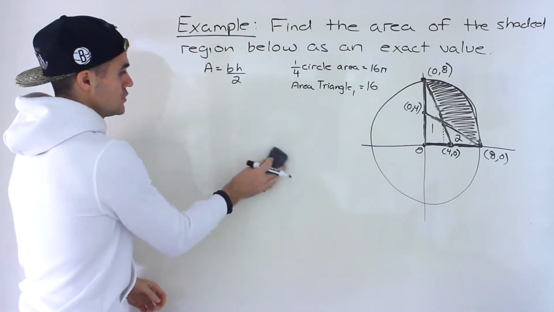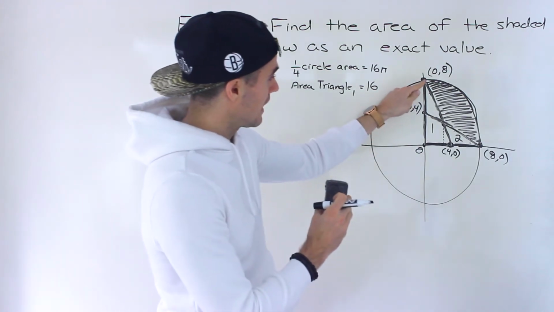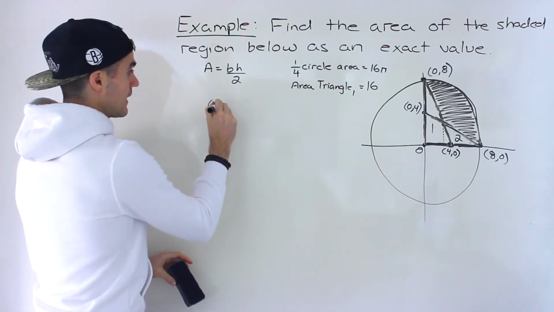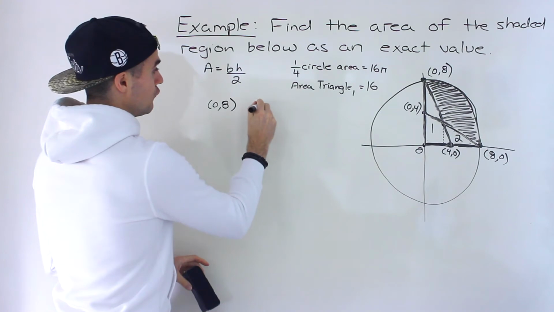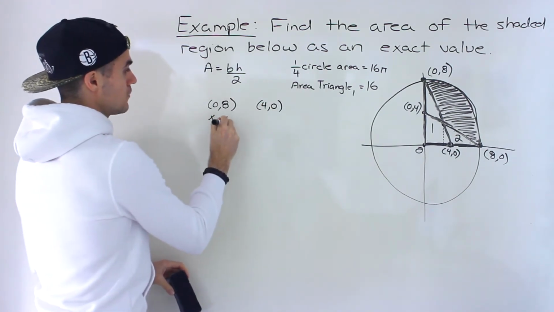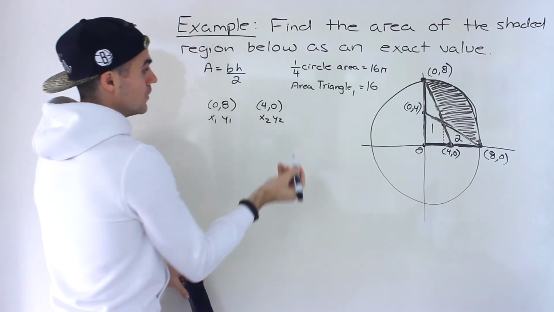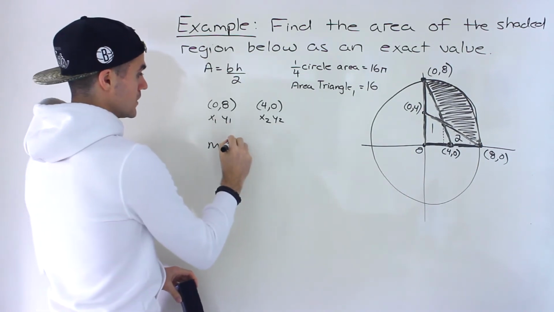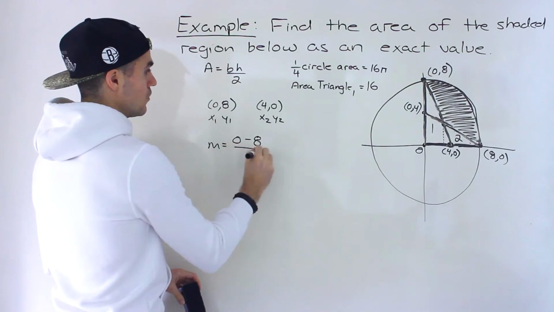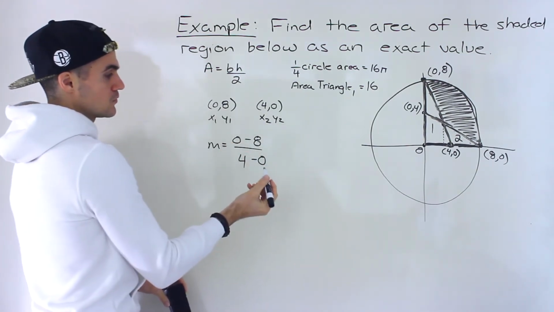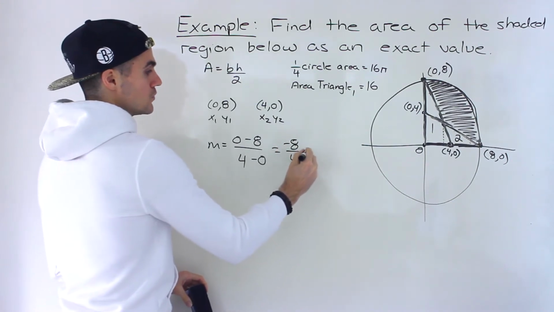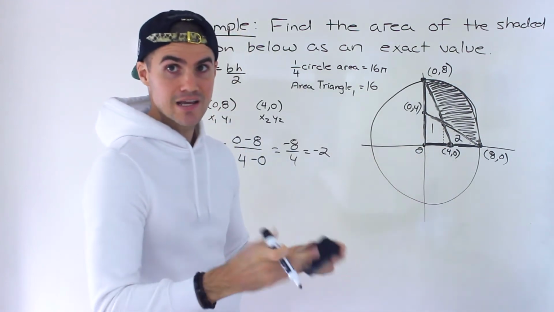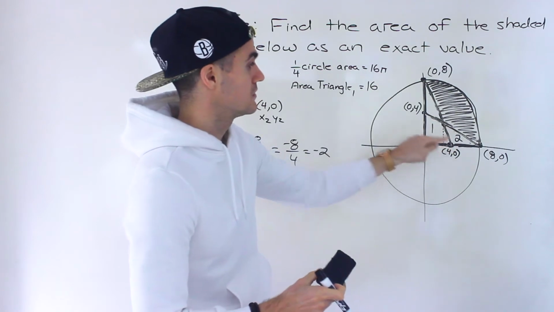So what I'm first going to do, this is going to take some steps here. I'm going to find the equation of this line over here, and notice we have 2 points for it. We've got 0 and 8, and then 4 and 0. So we've got x1, y1, and x2, y2. First I'm going to find the slope, which is y2 minus y1 over x2 minus x1. So we'll have 0 minus 8 over 4 minus 0, which is negative 8 over 4, giving us negative 2. So this line has a slope of negative 2. That makes sense with the drawing as well, since this is a negatively sloped line.